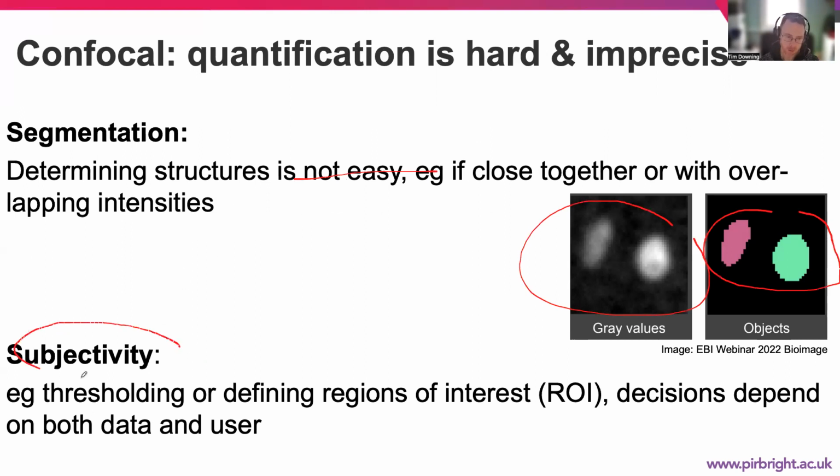We also have to consider the subjectivity there. We're manually optimizing the threshold, and defining regions of interest that depend on the data and the user as well. So that's why confocal microscopy is non-trivial, and therefore we have to approach it with due care.